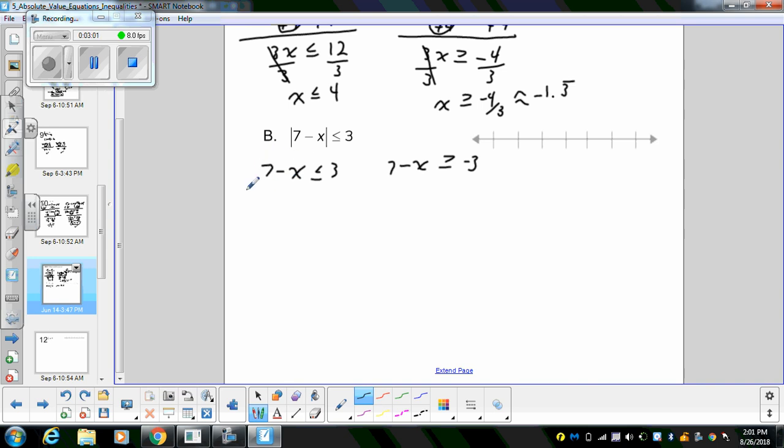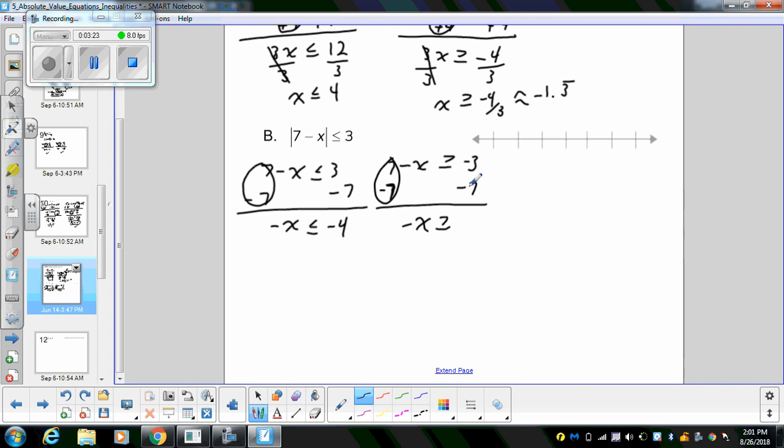Alright, so I'm going to get rid of my constant first, so I'm going to subtract 7 on both sides. That goes away. I'm going to drop down my negative x. It's less than or equal to, so 3 minus 7 gives me negative 4. Do the same thing over here, so I'm going to subtract 7. Drop down my negative x. Negative 3 minus 7 gives me negative 10.